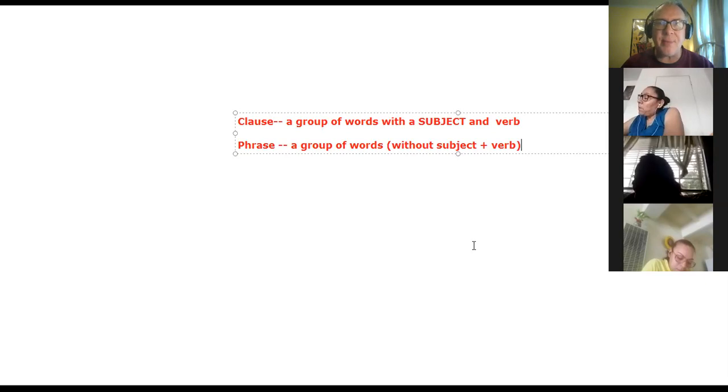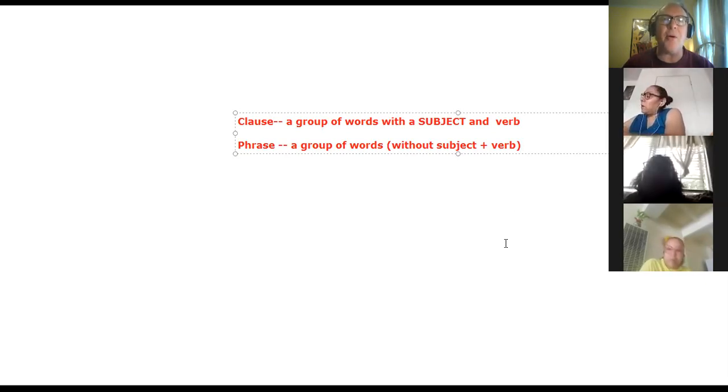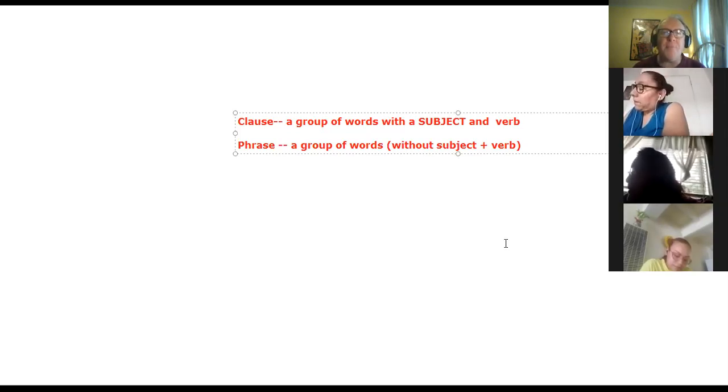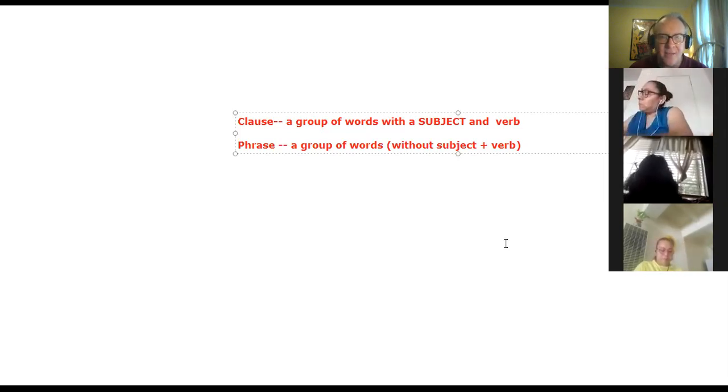Does everybody have it copied down? Yes? No? Wait a minute. Okay, I'll wait a minute. While people are writing them down, let me give you an example. An example of a clause might be after I eat lunch, right? After I eat lunch. That's a clause because it has a subject, I, and it has a verb, eat.